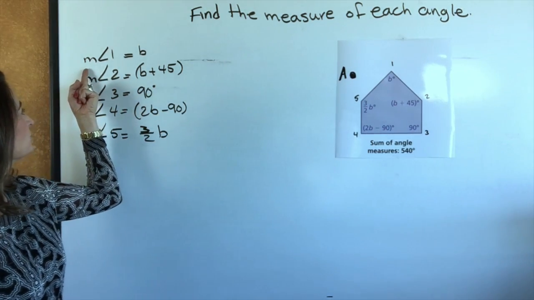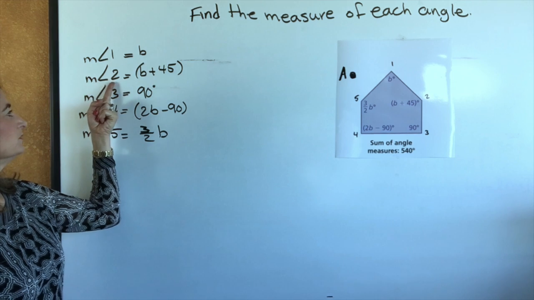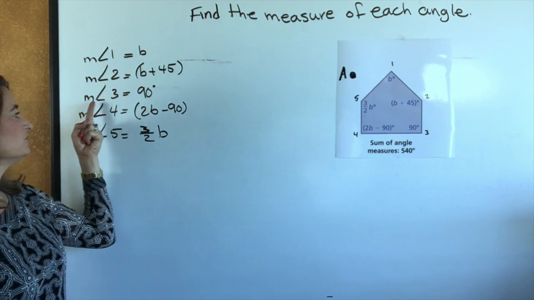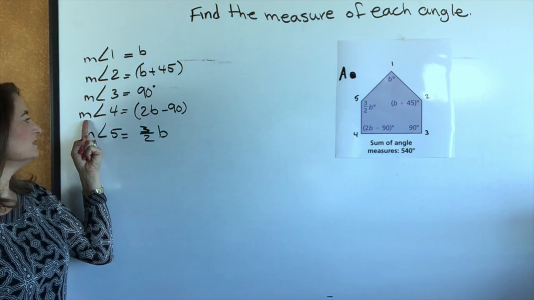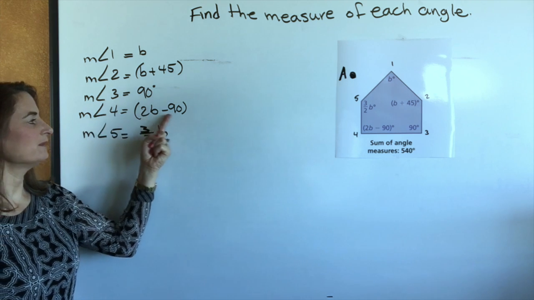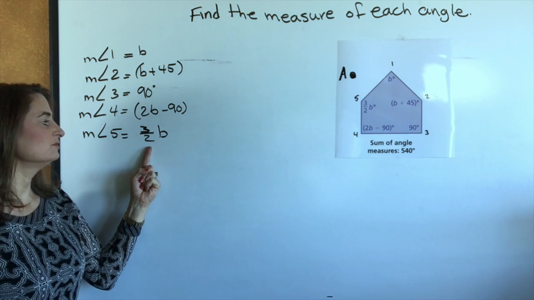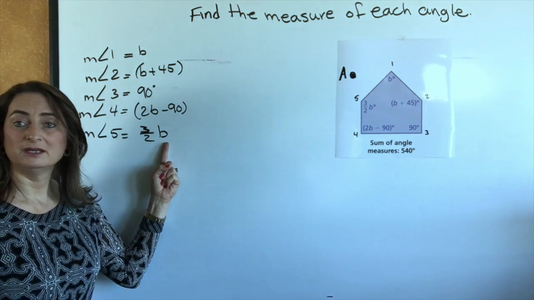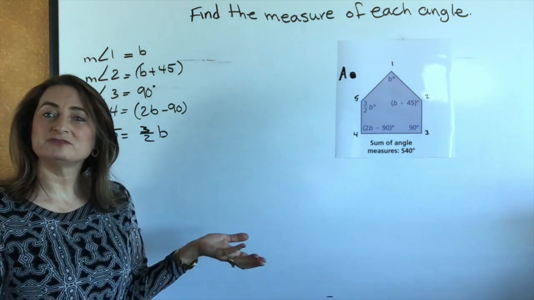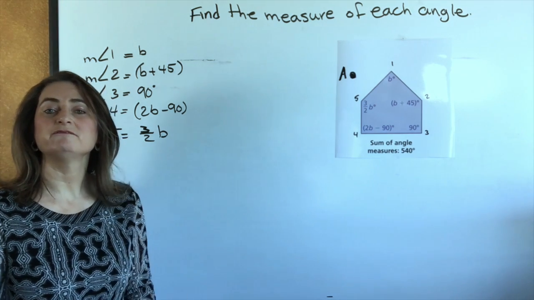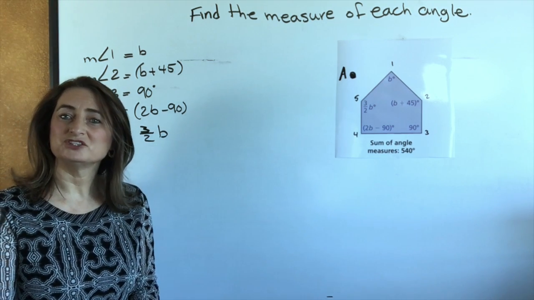So measure of angle 1 is b, measure of angle 2 is b plus 45, measure of angle 3 is 90 degrees, and the measure of angle 4 is 2b minus 90, and measure of angle 5 is 3 over 2 b, or 1.5b. But I don't know what b is. I need to find the value of b to substitute it and find the answer for the measure of each angle.